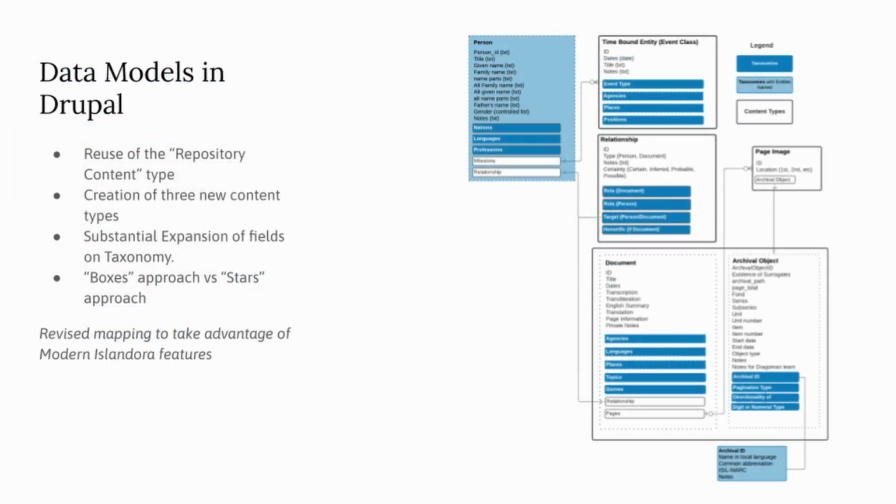This is a little bit hard to read, but I wanted to show you how we're taking that data model that's been produced and we're mapping it directly into Drupal. So if you can see here, we're reusing the repository content type for both documents and archival objects, and we've created 3 new content types. So that's the event class, the time-bound entity, and the relationship content type. We've also substantially expanded the fields that exist in the person taxonomy.